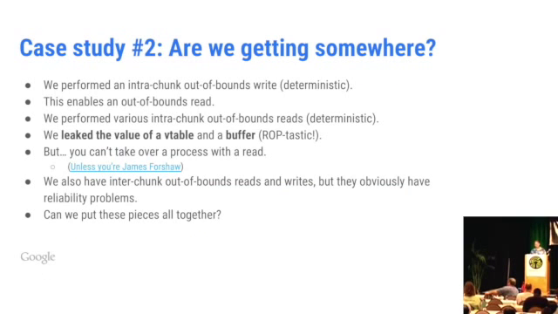What have we done so far? So this is where we're just going to check that we've got our 100% reliability still. So we did a within chunk out of bounds write, deterministic, reliability is cool. That's enabled us to do an out of bounds read. We've decided we're going to do a within chunk out of bounds read. That's deterministic. Our reliability is still with us. We've leaked the value of some really useful things. Awesome. But it's still just a read.